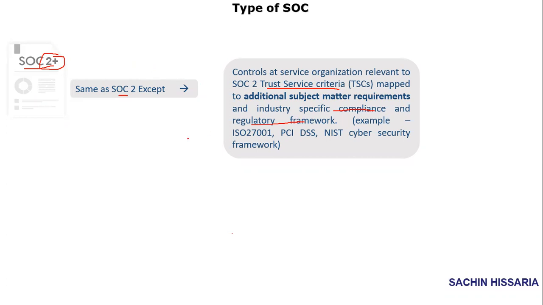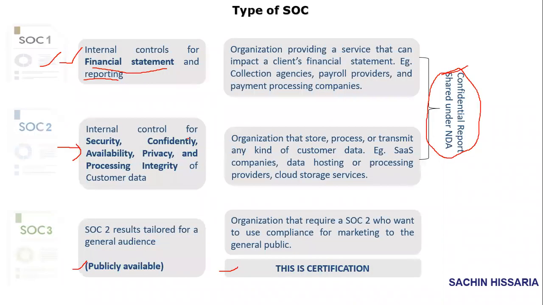Okay, so when we discuss the SOC report template, at that time I will give you more clarity on this. Okay, as of now you might not understand what this trust service criteria is, so we will discuss this in much detail in our upcoming slides. Okay, so as of now you can understand that a SOC 2 report is basically used when some organization stores, processes, or transmits any kind of customer data. Okay, so for that SOC 2 report is used.